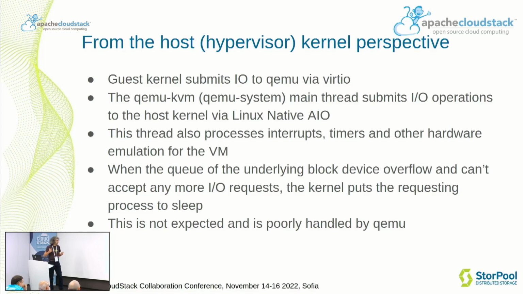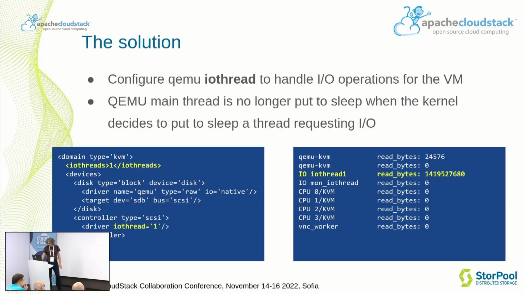So at some point, the host kernel decides that this thread generates a lot of traffic, and it blocks it by blocking the I/O requests. As a result, the main thread just stops at that point and cannot serve its main task, to emulate hardware and serve other tasks in the virtual machine.